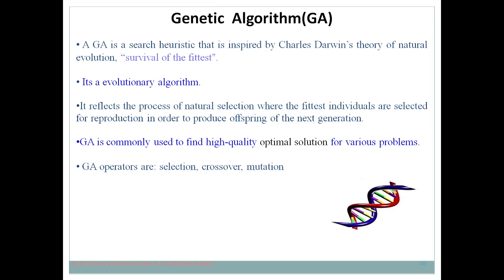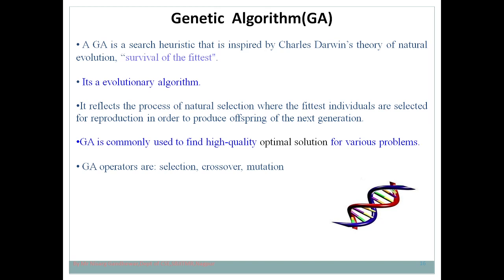So genetic algorithm is again based on a biological concept, Darwin's theory of survival of the fittest. So what I can say, genetic algorithm is a search heuristic inspired by Darwin's theory of survival of the fittest. Again I can say genetic algorithm is an evolutionary computing algorithm.